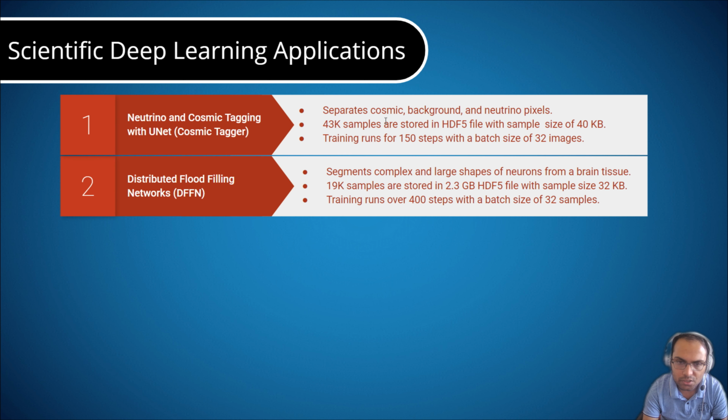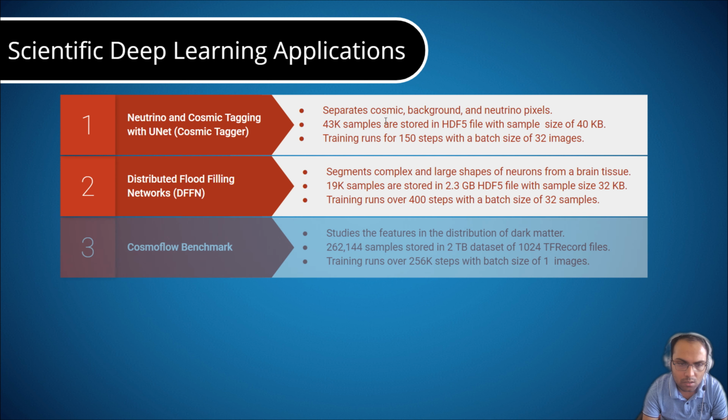Next is the distributed version of the flood-filling networks implemented again in TensorFlow. In this application, the deep learning model segments a brain tissue image into complex and large shapes of neurons. The application has a 2.3 gigabyte dataset with 19,000 samples, each of size 32 kilobytes. The deep learning model trains on this dataset over 150 steps with a batch size of 32 sample images.